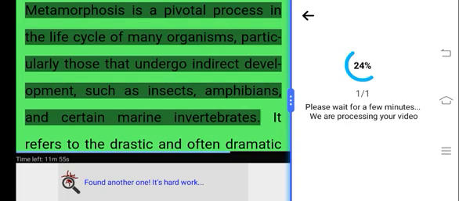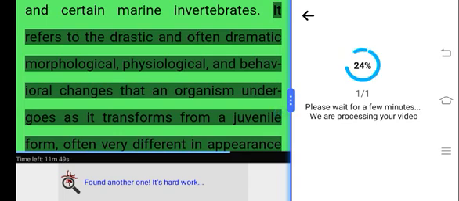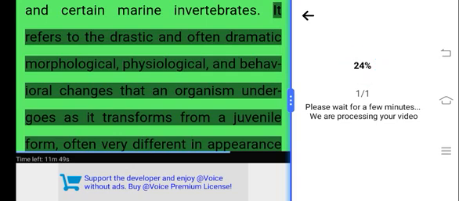Metamorphosis is a pivotal process in the life cycle of many organisms, particularly those that undergo indirect development, such as insects, amphibians, and certain marine invertebrates. It refers to the drastic and often dramatic morphological, physiological, and behavioral changes that an organism undergoes as it transforms from a juvenile form, often very different in appearance and function from the adult, into a fully mature organism.